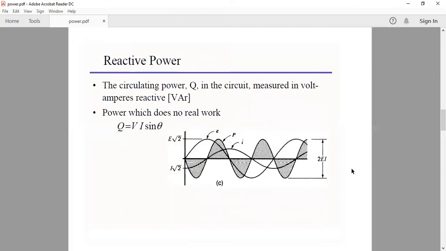Let's see the reactive power. The circulating power Q in the circuit is measured in volt-amperes reactive, that is VAR. The power which does not do any real work is the reactive power, which is given by Q equals V into I into sin θ.